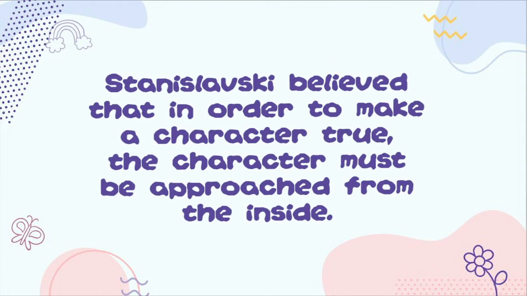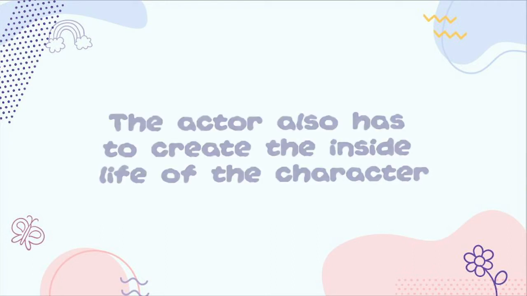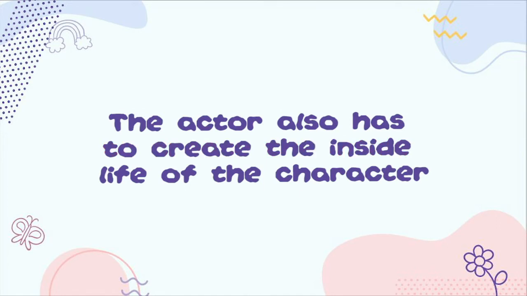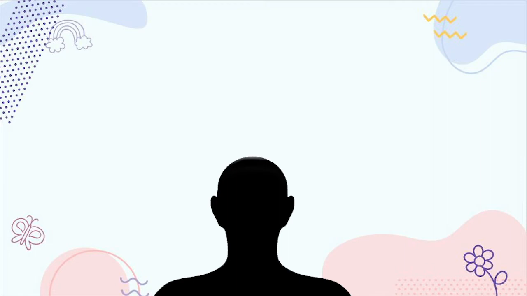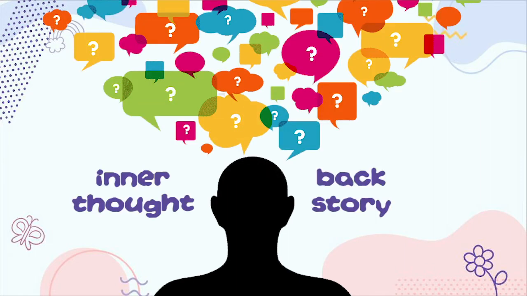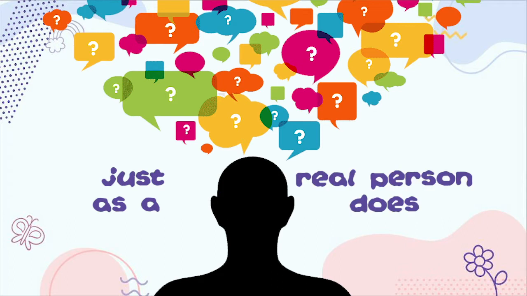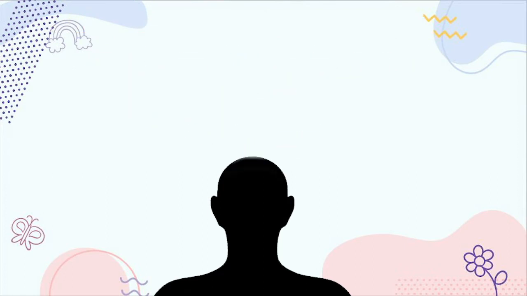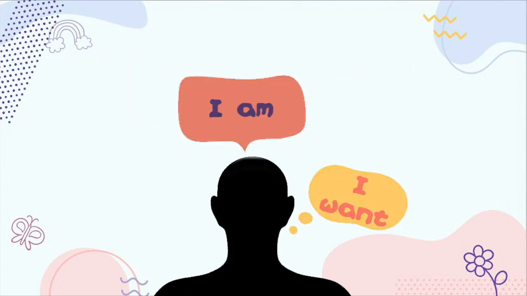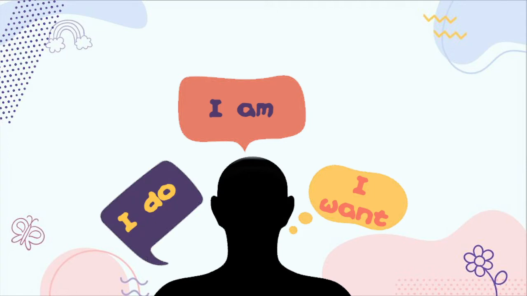Stanislavski believed that in order to make a character true, the character must be approached from the inside. The actor also has to create the inside life of the character. For example, the character has to have inner thought, backstory, belief, and so on. Just as a real person does, when the actor answers questions about the character, they should speak in the first person. I am, I want, I do.